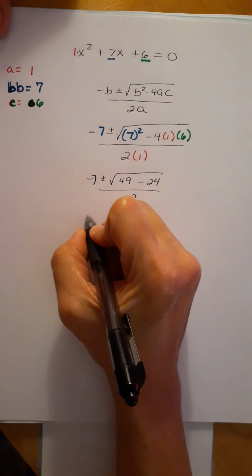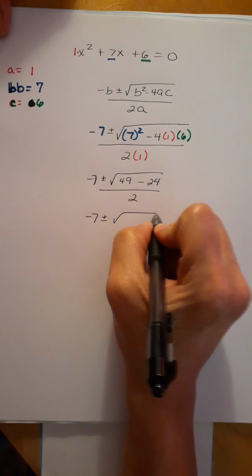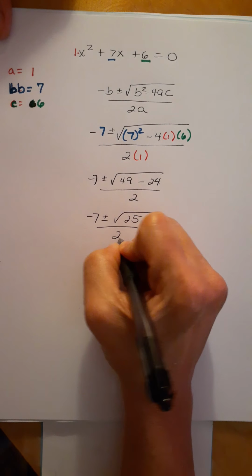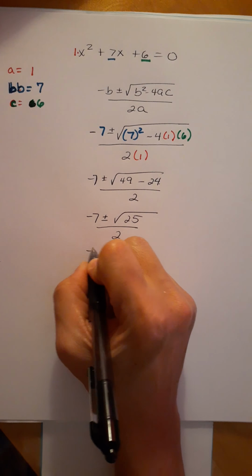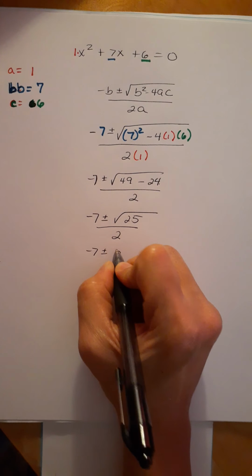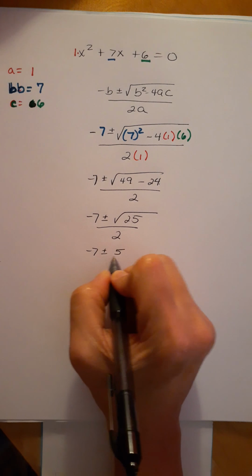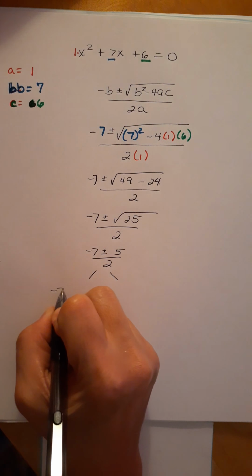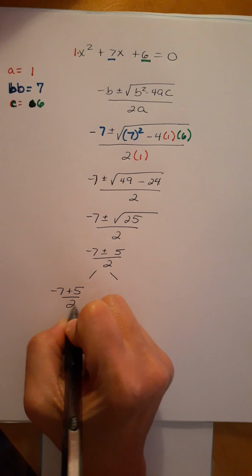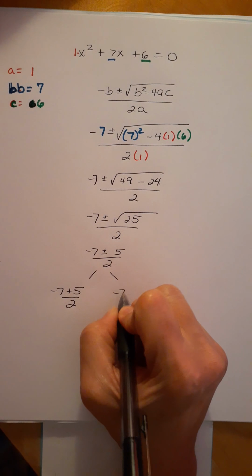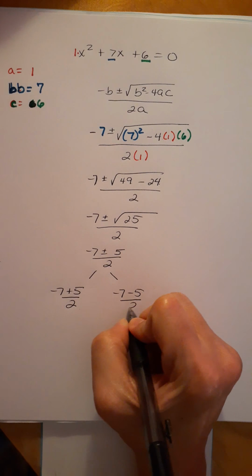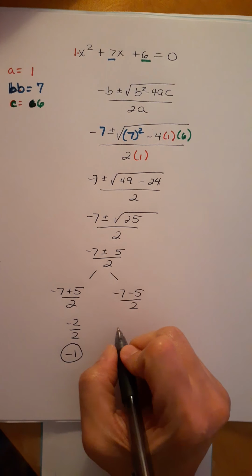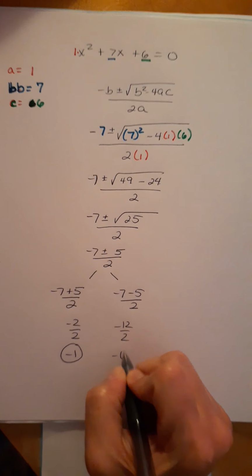Okay, so it's negative 7 plus or minus 49 minus 24 is 25 divided by 2. Okay, that's negative 7 plus or minus 5 divided by 2. So this is going to have 2 answers. It's going to be negative 7 plus 5 divided by 2, or it's going to be negative 7 minus 5 divided by 2. And we get negative 2 divided by 2, which is negative 1. And we get negative 12 divided by 2, which is negative 6.